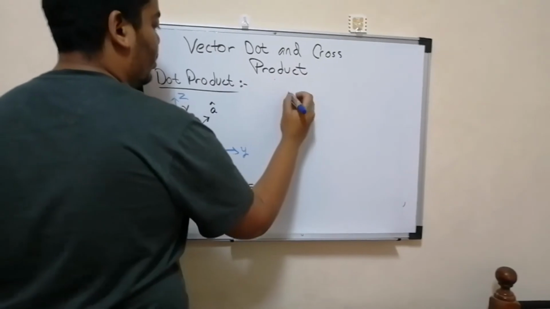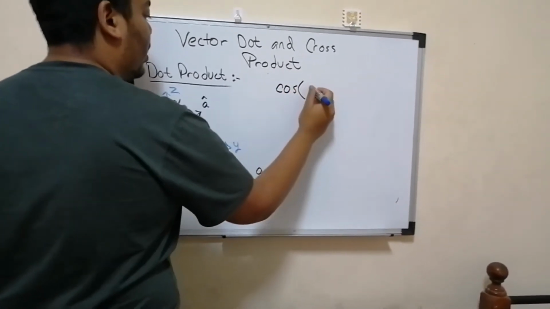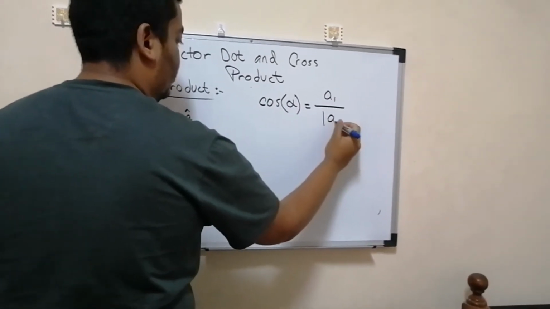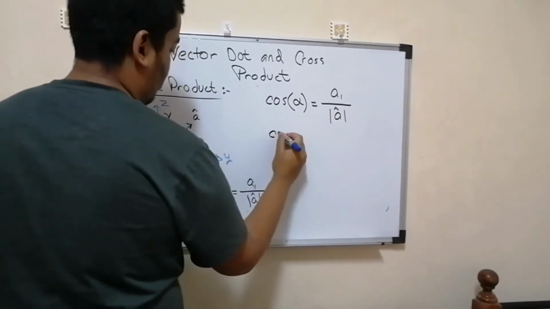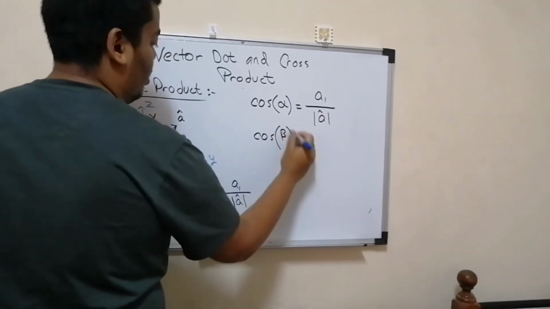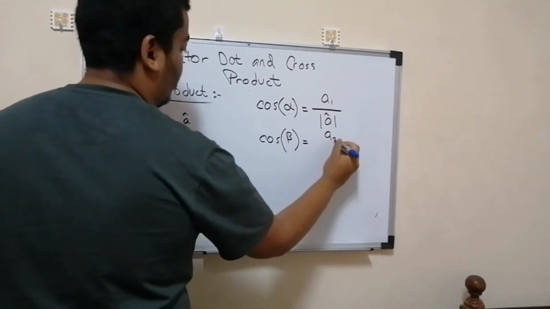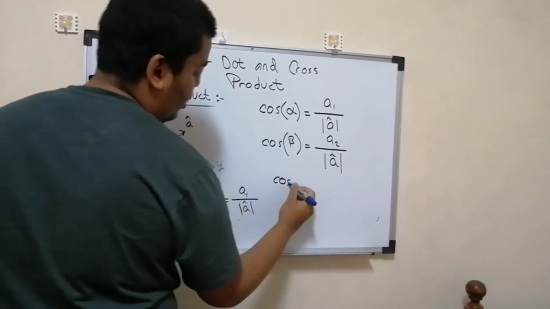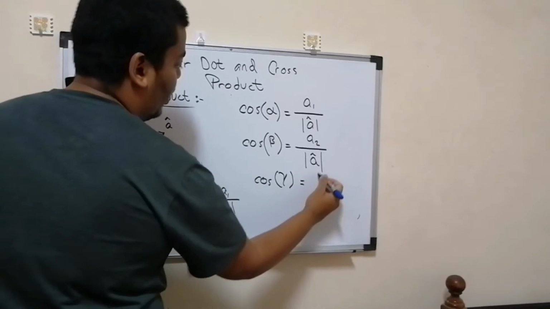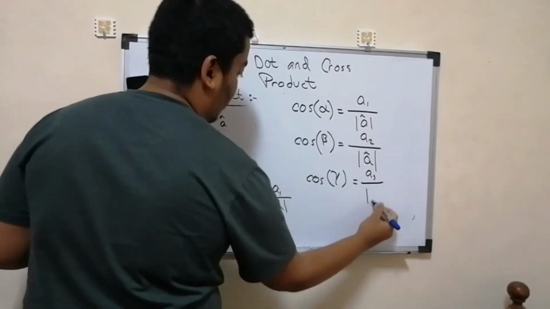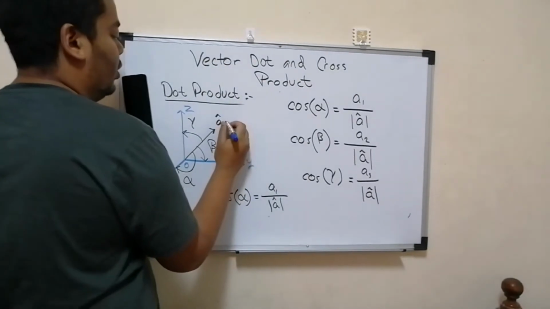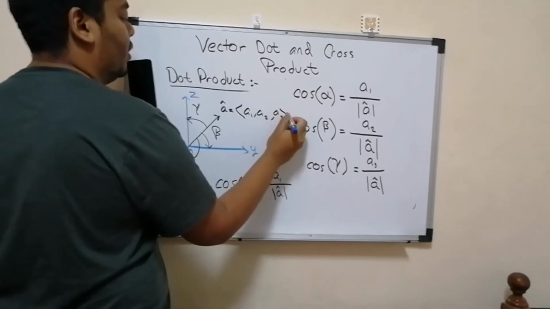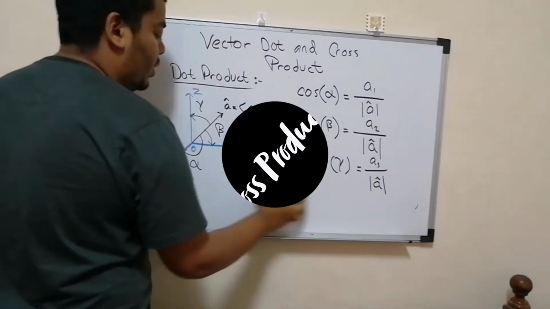The 3 direction angles can be given by cos alpha is equal to A1 over magnitude of A, cos beta is given by A2 over magnitude of A, and cos gamma is given by A3 over magnitude of A, and you know the vector A can be given by A1, A2, A3. Okay, these are called the direction angles.